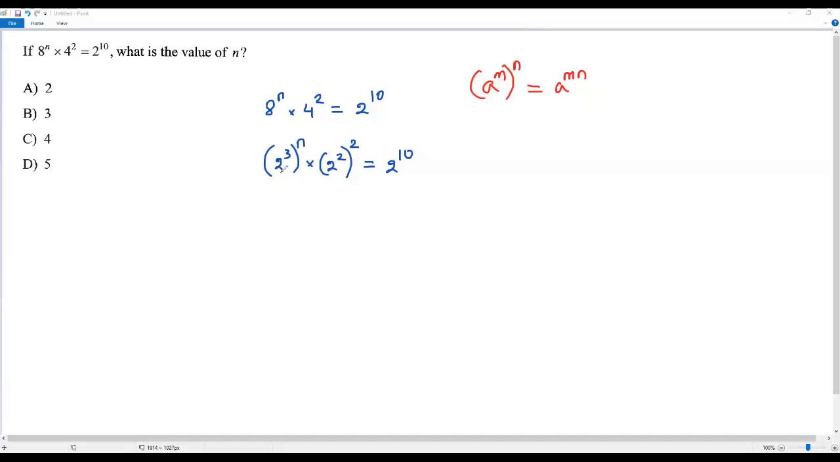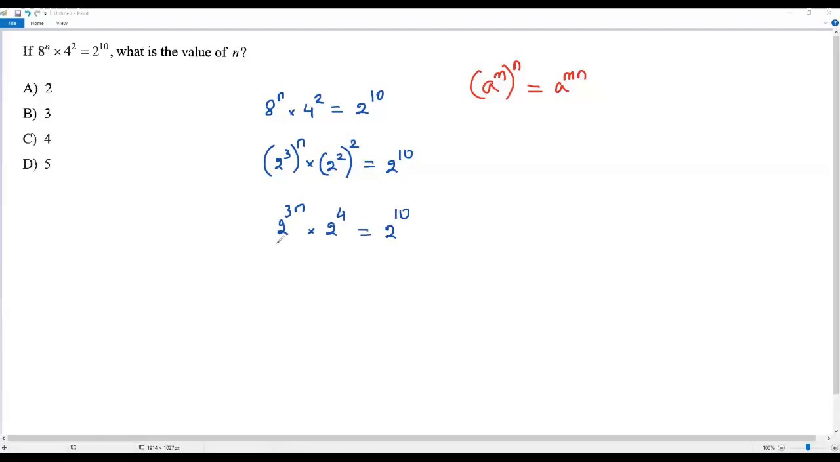Here we have base 2 and exponent 3. And for the complete stuff, we have exponent n. So we can multiply the two exponents as we have seen over here. So 3 times n will be 3n. So 2 to the power 3n times 2 to the power, and the same thing, we can multiply the two exponents over here. 2 times 2 will become 4, equals 2 to the 10th power.